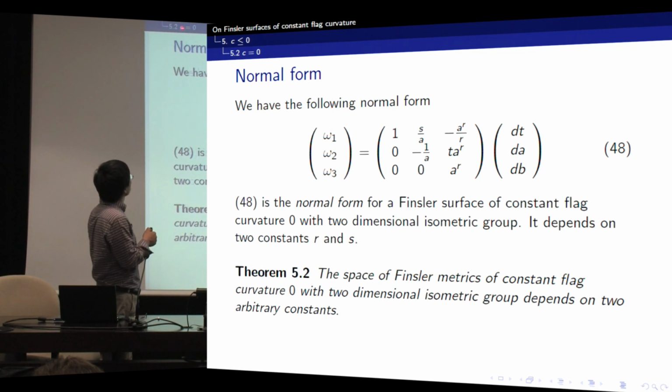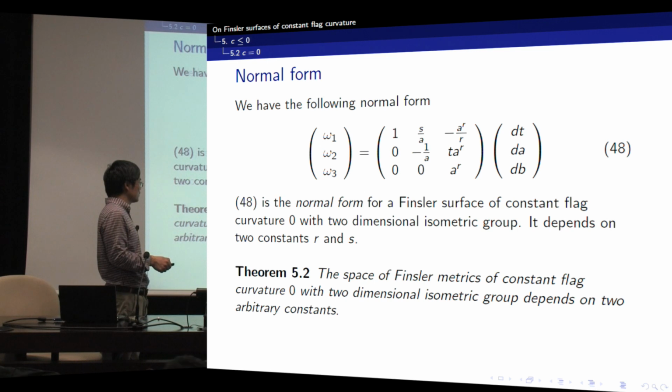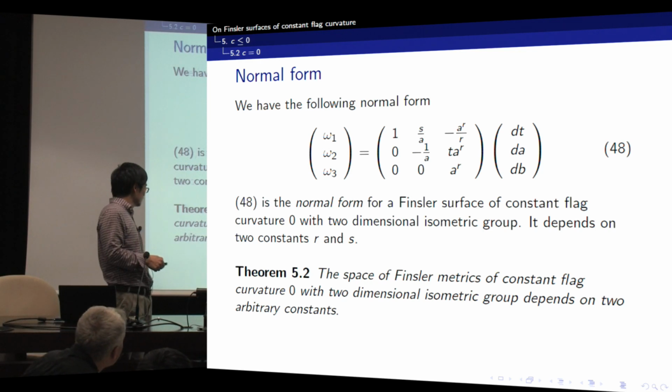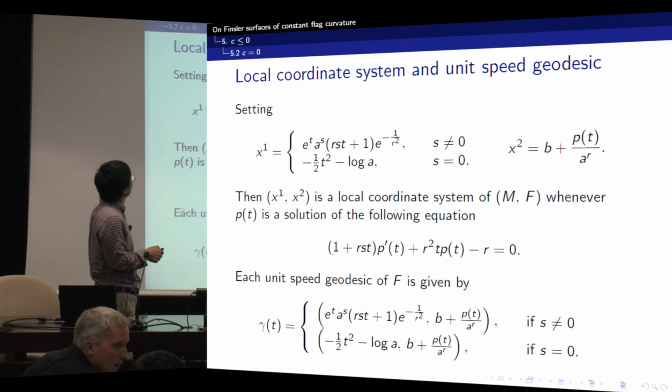Now the second case is C equal to 0. The normal form for C equal to 0 is given by this formula. So we can get the next theorem. The space of the Finsler metric of constant flag curvature 0 with 2-dimensional isometric group depends on two arbitrary constants. One is S, another one is R. Now the reconstruction.